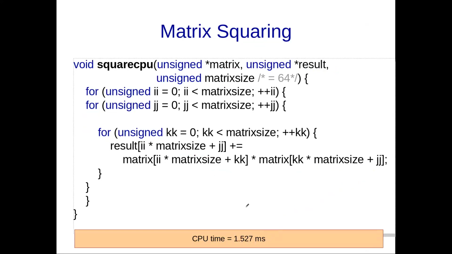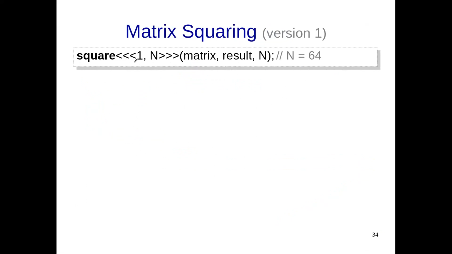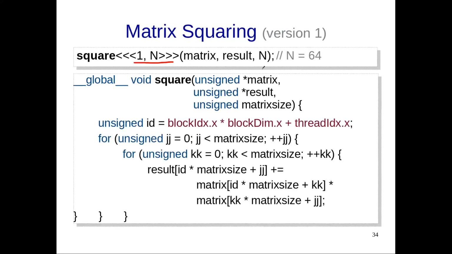Let's try to parallelize this on the GPU. One of the ways in which I can parallelize is to call this with 1 comma n and parallelize the outer I loop. The code looks like this: the J and K loops remain the same. The I loop is run in parallel and therefore different threads take different values of I. That I is essentially the ID. So wherever I was using I earlier, I am going to use ID now.